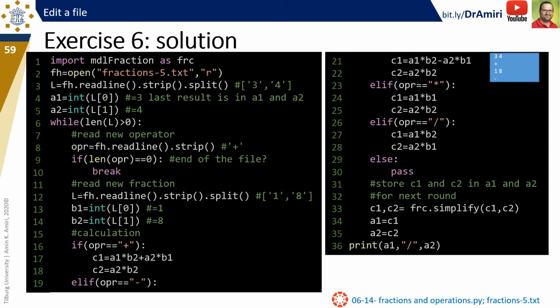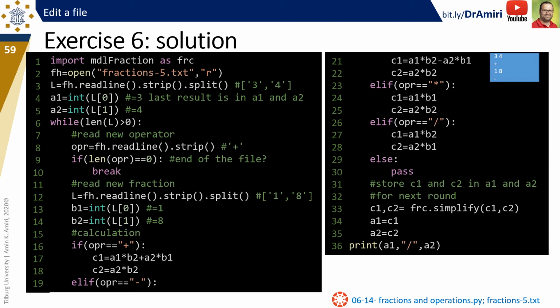So I do this checking again in lines 9 and 10, and then I know that I'm going to see a fraction there in the next line. So I do the read line again here. I'm almost sure that this read line will not provide any empty string. I would always see a fraction right after an operation. So in line 12, I do the read line, a strip, and then a split so that I have the strings of 1 and 8. After that, I will place the integer format of these two in B1 and in B2.